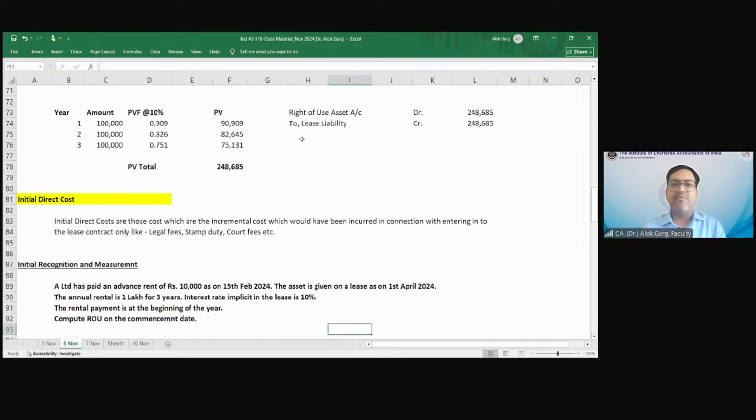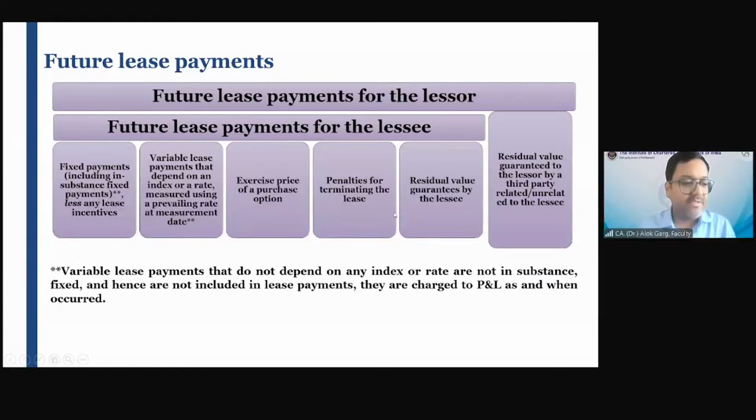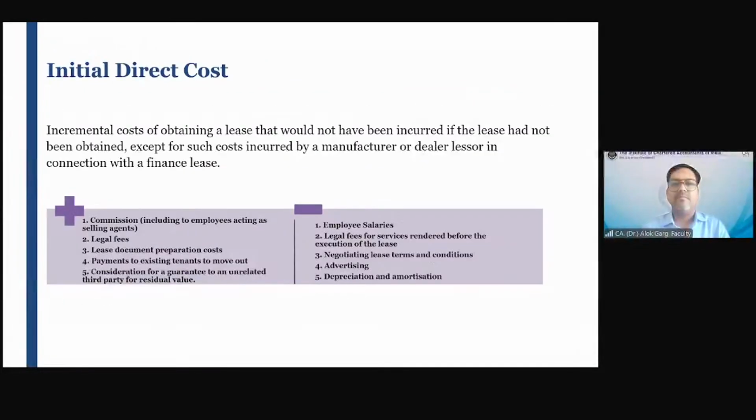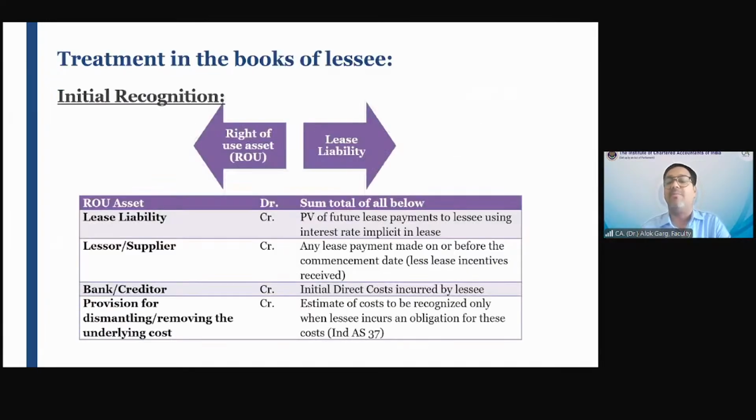Yes. Now let's move to the presentation. What is initial direct cost? Directly attributable cost. Initial direct cost is a cost which is related to the lease. For example, brokerage, commission to the broker, stamp duty, legal charges, payment to the existing tenant to move out. These are the directly attributable costs.